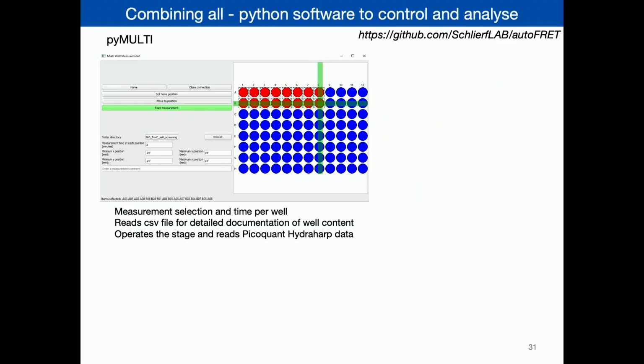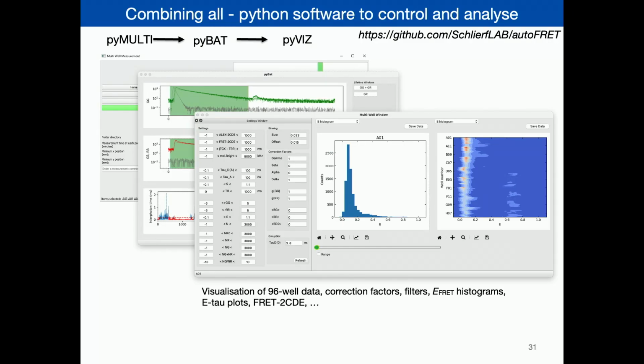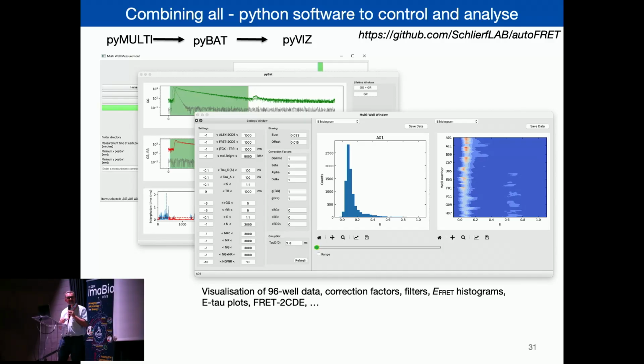This all comes with a software. We have PyMulti, PyBat, and PyVisualization. These 3 pieces allow you to actually interface to commercial existing systems. You can then automatically process all these bursts of all these 96 wells. It keeps a folder structure carefully, and you can visualize single well data next to 96 wells in parallel.